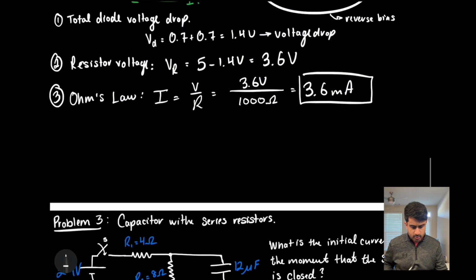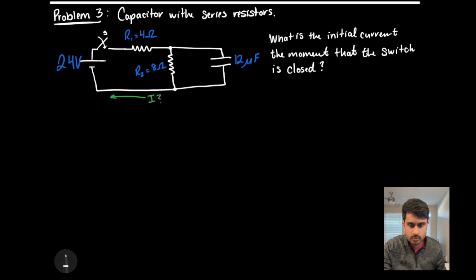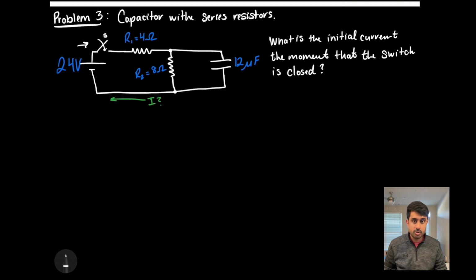Finally, let's go to problem number 3. So problem number 3 is a little bit more of a complicated circuit here, looks like. We have a 24 volt battery connected to 2 resistors. We have a 4 ohm resistor R1, we have an 8 ohm resistor R2, and we have a 12 microfarad capacitor that's in parallel with this 8 ohm resistor. What is the initial current the moment that the switch right here, let's highlight our little switch, is closed?